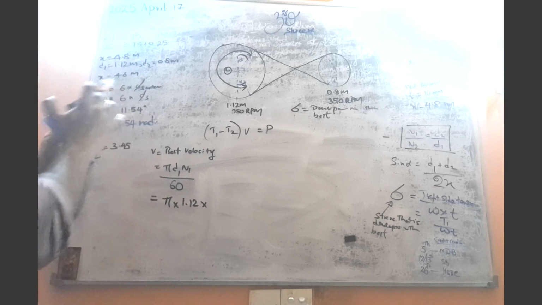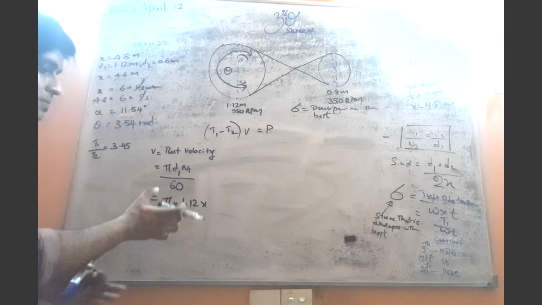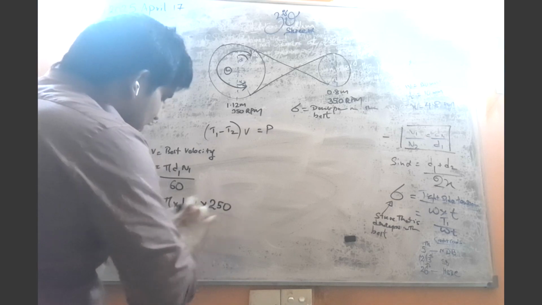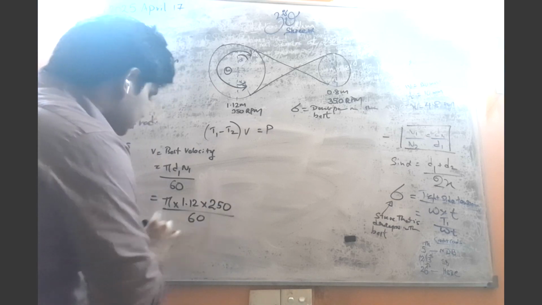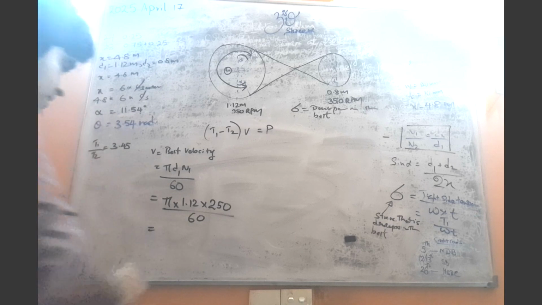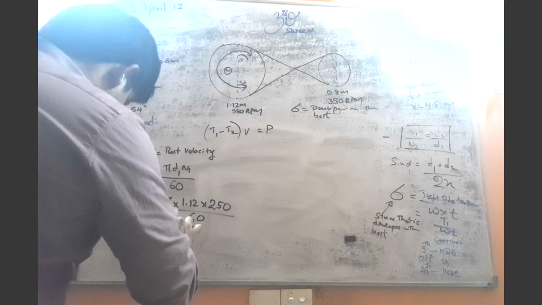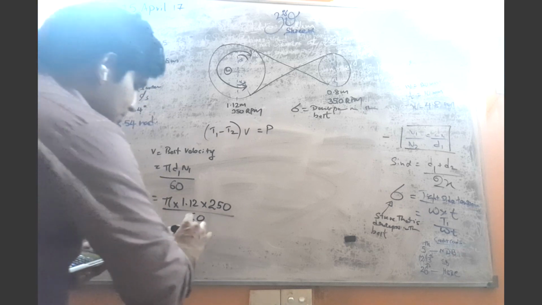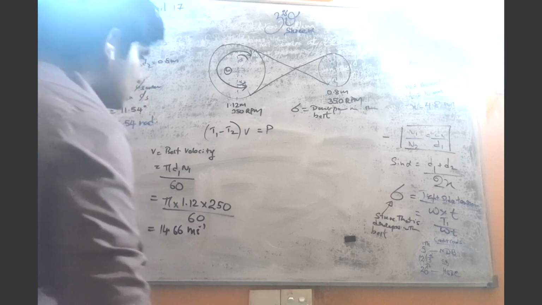What is the RPM n1? That you must actually remember. The higher diameter means the lower RPM, 250 divided by 60. So what is the value? Pi times 1.12 multiplied by 250 divided by 60 is 14.66. What is the unit? Meters per second, right?